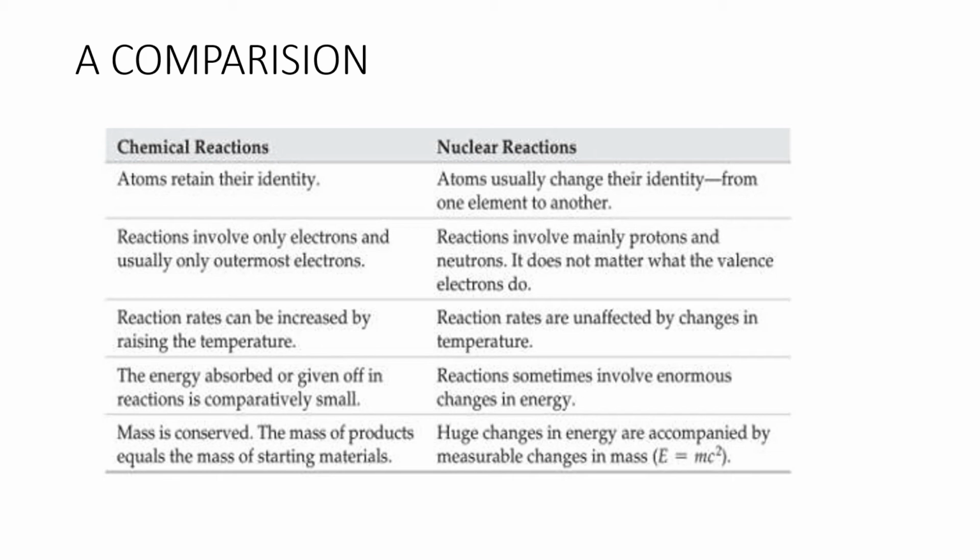And the last point, which I have already mentioned, is that in a chemical reaction, the mass of the reactants and the products are equal to one another, and therefore the mass is conserved. But in nuclear reactions, you will have a small mass defect, which means that the mass of the product and the mass of the reactants are not equal, and this difference in mass appears in the form of energy.